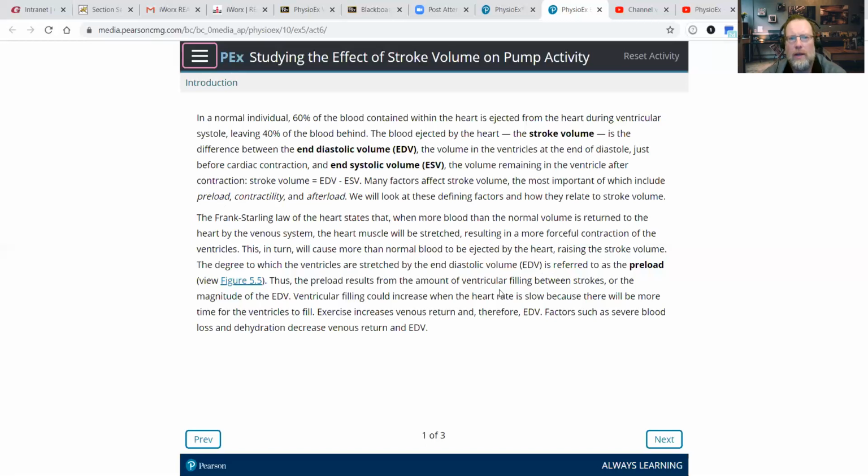So Frank Starling law, when more blood than the normal volume is returned to the heart by the venous system. So basically, when more blood is coming back to the heart from the body systems or from the lungs, we're going to see a stretching occur in the muscles, the heart muscle, the sarcomeres of the cardiac muscles. Those are going to get stretched out. If we put in more blood, it's kind of like a water balloon. If I have a balloon and I put a little bit of water in it, it stretches. If I put a ton of water in it, it's going to stretch even more.